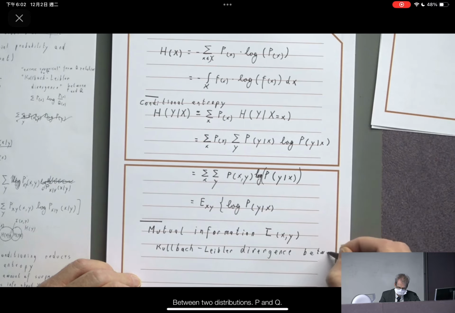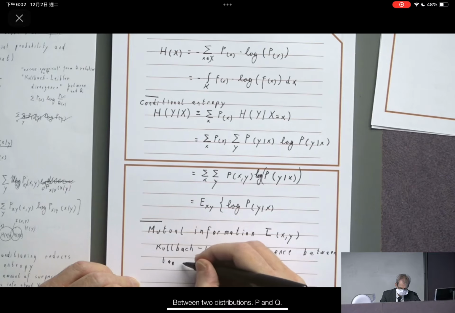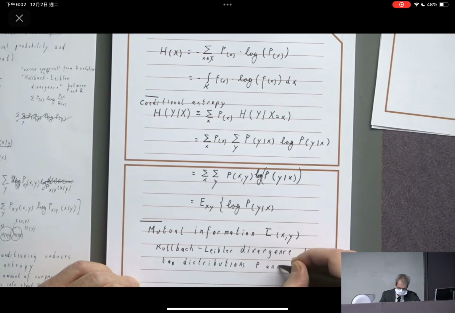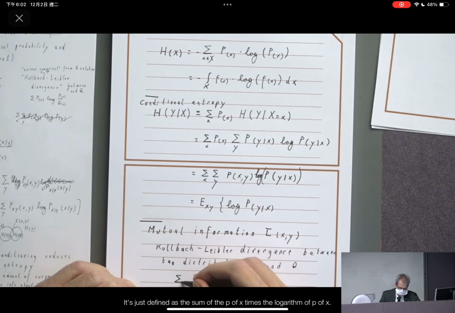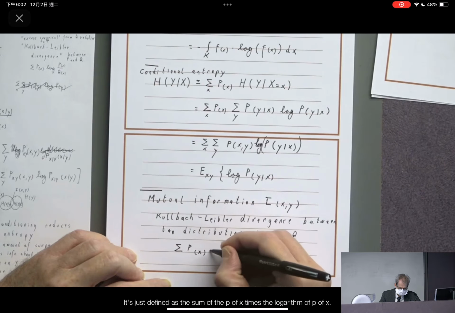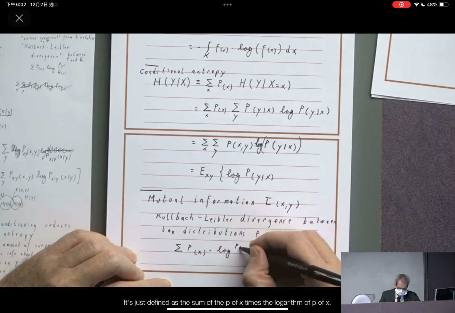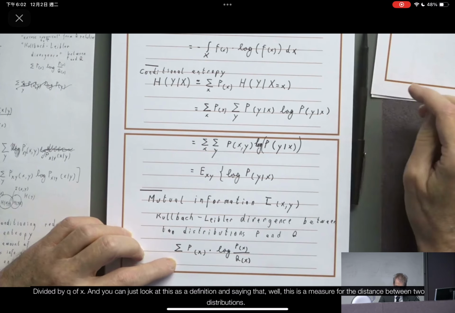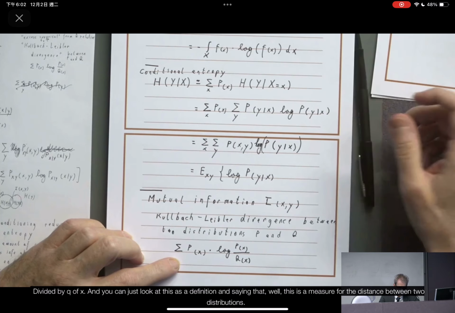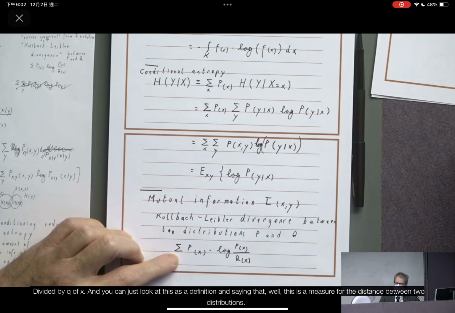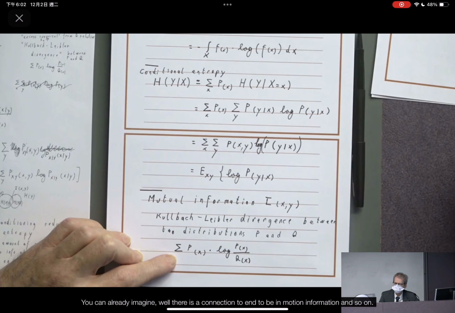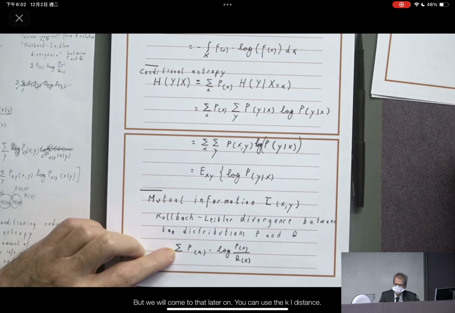Between two distributions, P and Q, it's just defined as the sum over x of P of x times the logarithm of P of x divided by Q of x. And you can just look at this as a definition, saying that this is a measure for the distance between two distributions, and we take it as is. Because it involves a logarithm, you can already imagine there is a connection to entropy and mutual information and so on, but we will come to that later on.